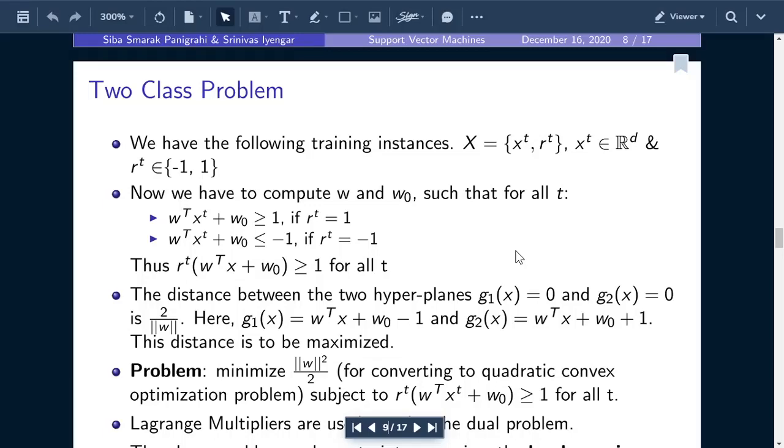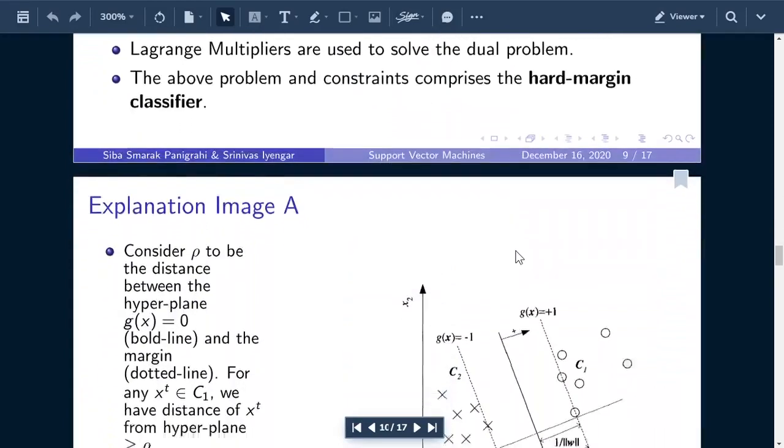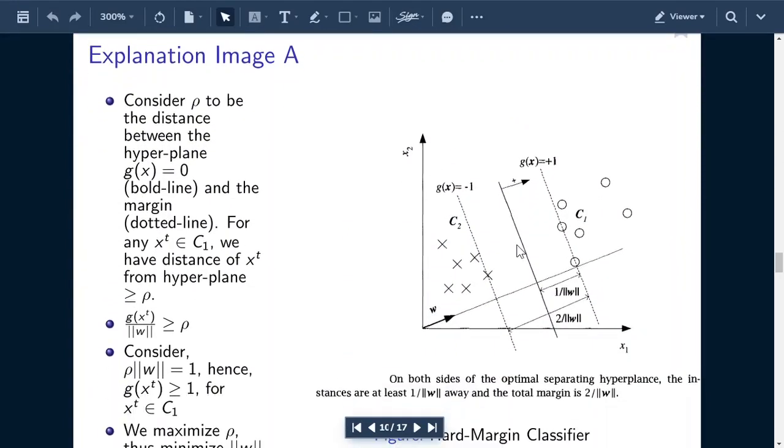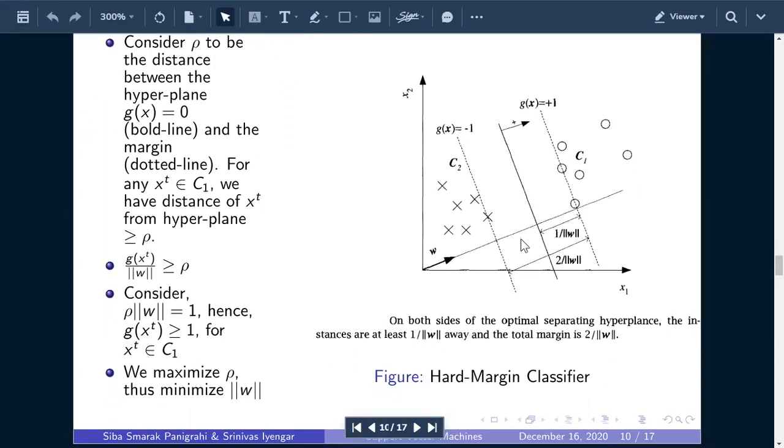Now let's move to the picture. If you understand that picture, it is the mother of everything. Understand that picture, and you are ready to work with SVMs. So what does this picture say? Let's see the text on the left side. Let me consider rho to be the distance between the hyperplane and the margin. Then rho is the distance between that dotted line and the middle line.